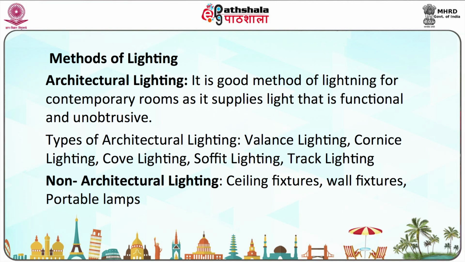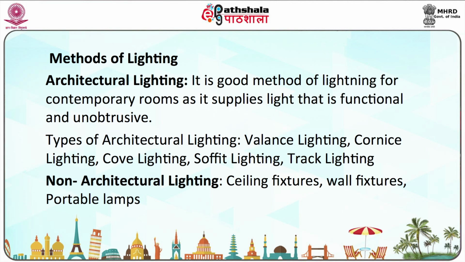There are various methods of lighting. Architectural lighting is a good method of lighting for contemporary rooms as it supplies light that is functional and unobtrusive. The various types of architectural lighting include valance lighting, cornice lighting, cove lighting, soffit lighting, track lighting.